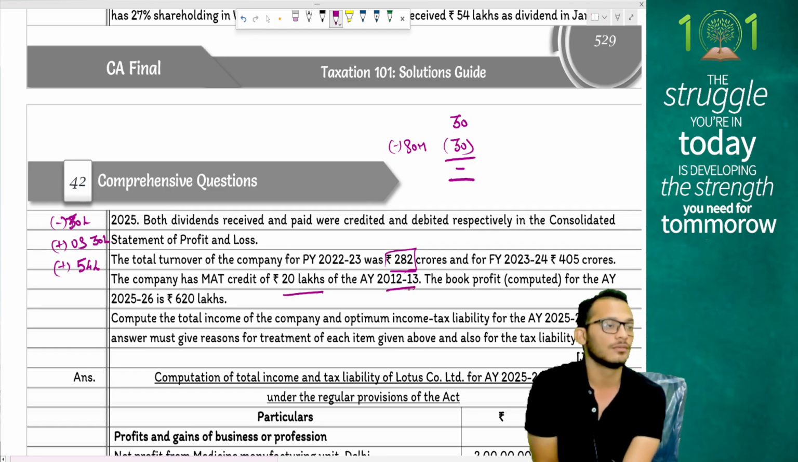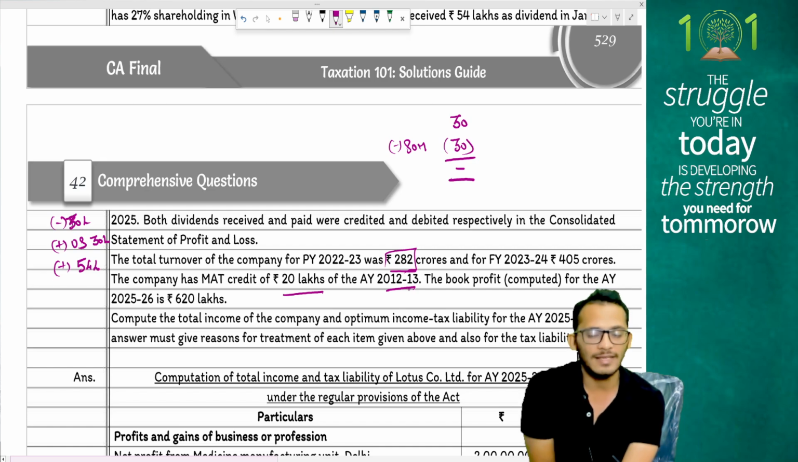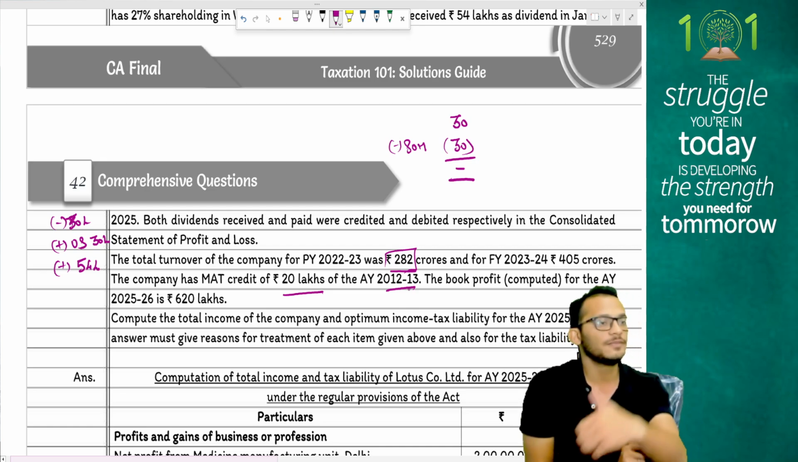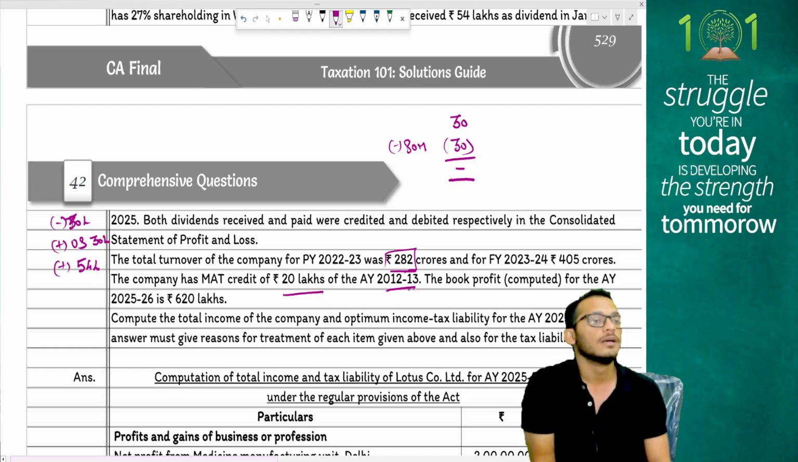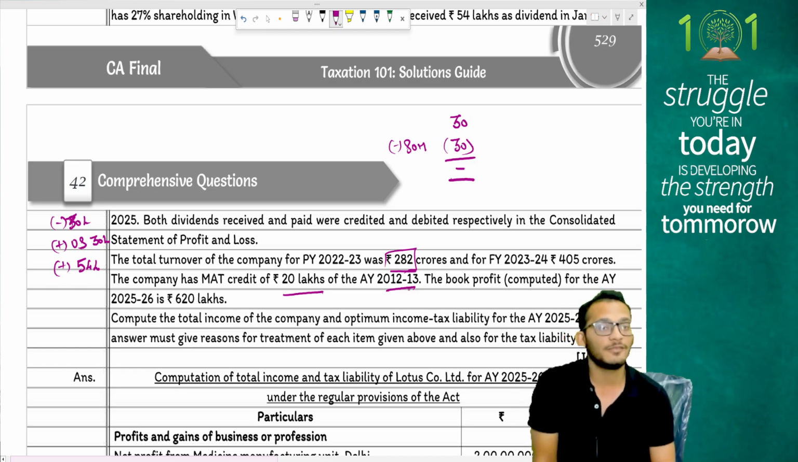Check. The carry forward period is 15 years. Add another 15 to 13, it becomes 28. You are in assessment year 25-26, so you still have eligibility, which means this MAT credit can be set off provided the tax paid in normal is more.